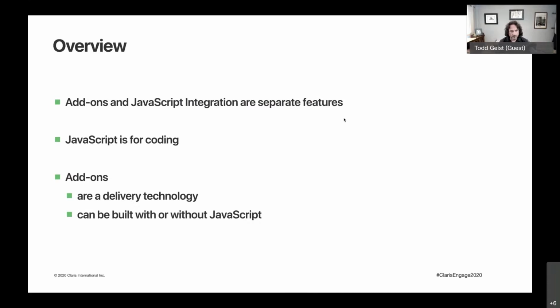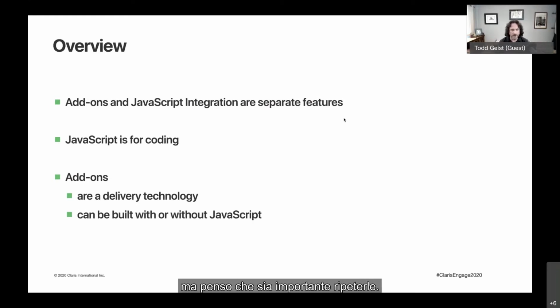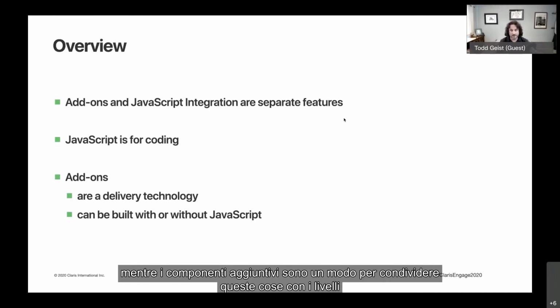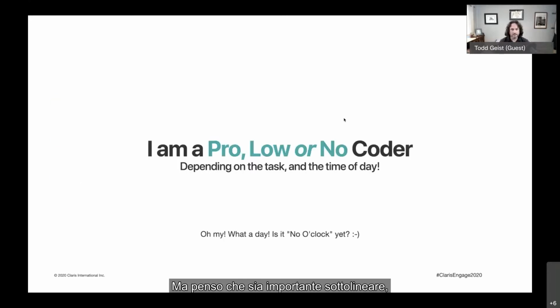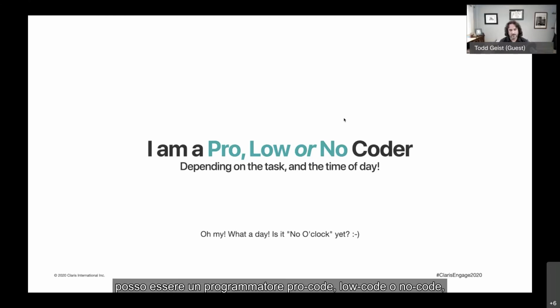So Robert already mentioned a lot of this stuff, but I do think it's important to reiterate: add-ons and JavaScript are separate features. JavaScript is for coding and for logic and for that pro level, and add-ons are a way to deliver that stuff down the chain to the low code or no code levels. But I think it's important to recognize that on any given day or any given time, I'm either a pro coder, low coder, or no coder, and that just depends on what I'm doing or what time of day it is.